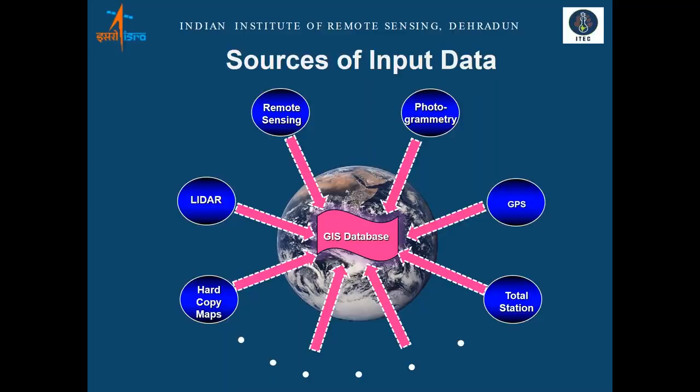There could be different sources of input data. You can take input from Earth observation, either from remote sensing or photogrammetry, you can take from hard copy maps, from GNSS, and you can take inputs from total station, and you are not limited to these. Anything which has geospatial coordinates can directly be integrated into GIS. So GIS is a much bigger umbrella as compared to other domains. It integrates all the data together, helps you analyze them, and you can generate different types of outputs.